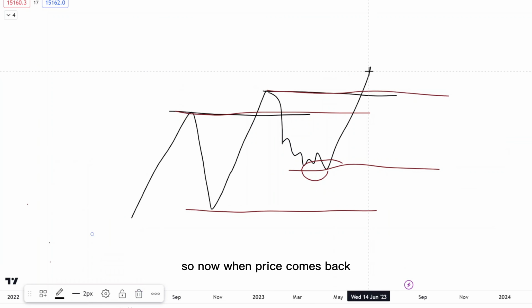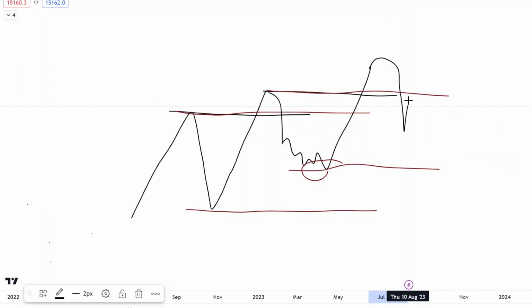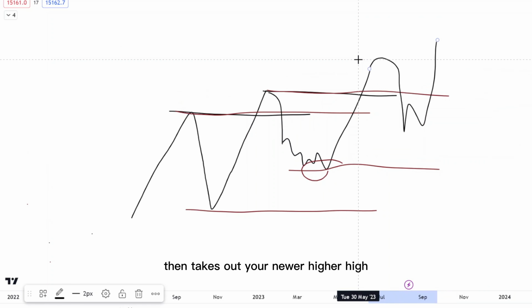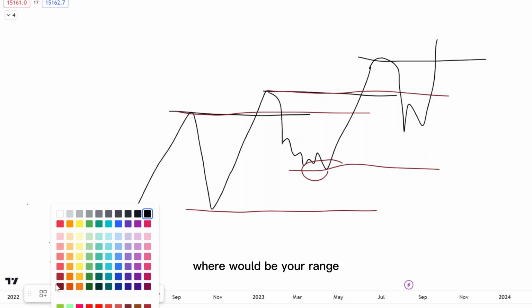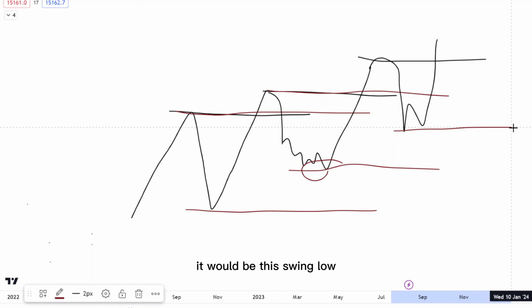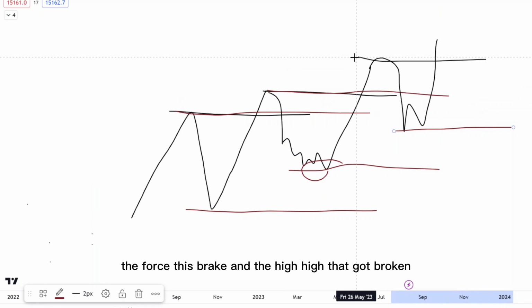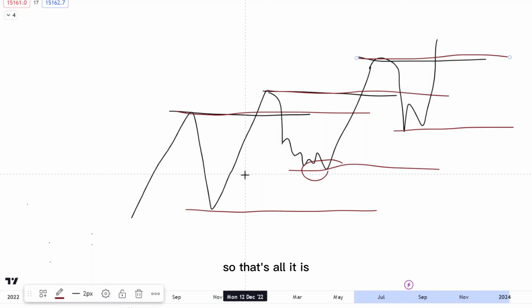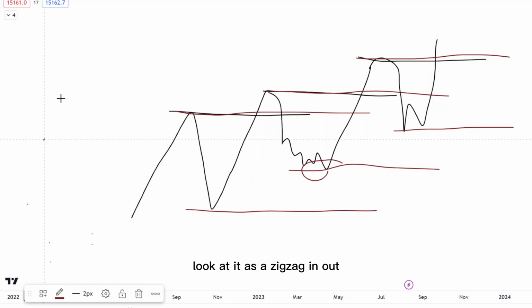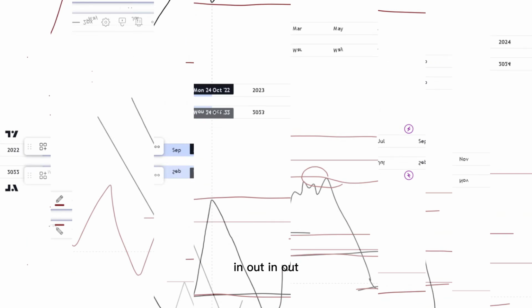So now when price comes back and comes back into the range, and then takes out your newer higher high, where would be your range? It would be this swing low that forced this break and the higher high that got broken. So now this is your range. So that's all it is. Look at it as a zigzag. In, out, in, out, in, out.